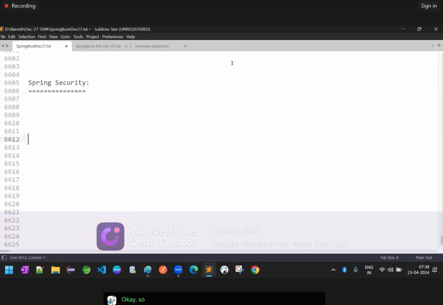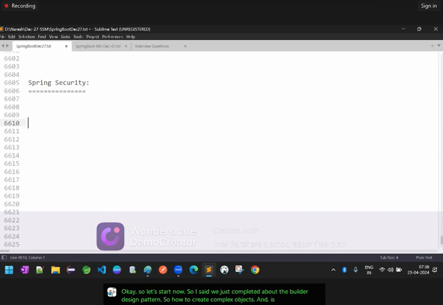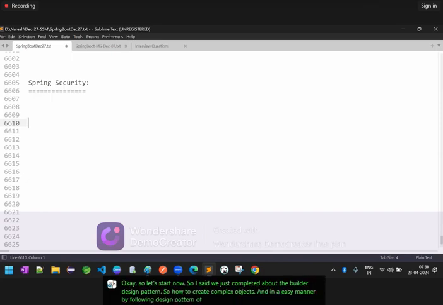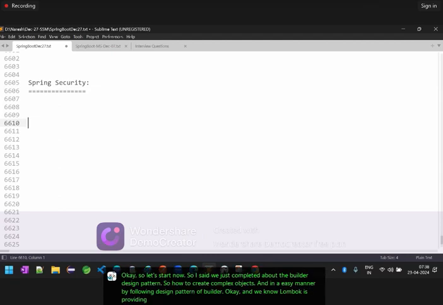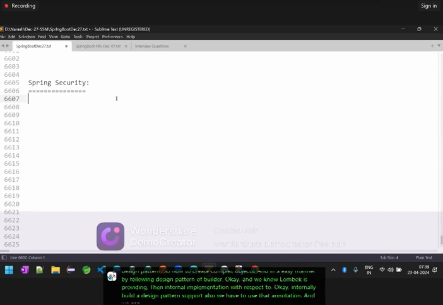Okay, so let's start now. Yesterday we just completed the builder design pattern, which is how to create complex objects in an easy manner by following the builder design pattern. And we know Lombok is nowadays providing the internal implementation. Lombok provides builder design pattern support internally. We just have to use that annotation and we can create the objects.